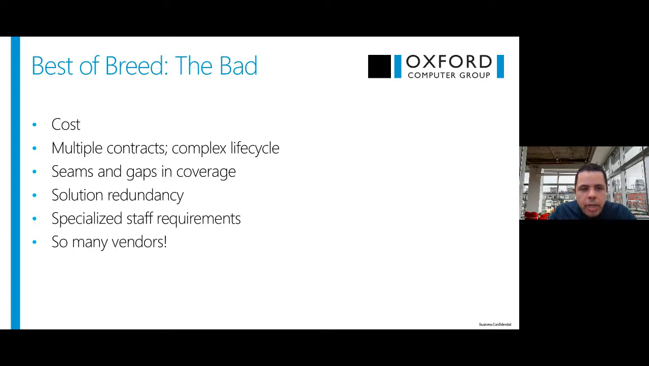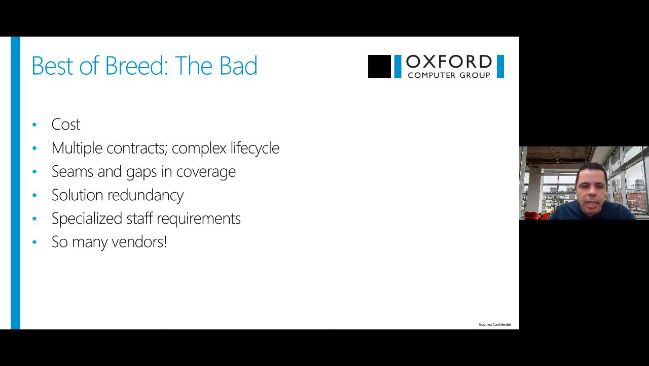There's also something else to factor in, that's regarding multiple contracts and a complex life cycle. So if you have multiple solutions, multiple vendors, you have multiple licensing contracts that have to be gone through procurement and reviewed and renewed at different times, and that can also add to the overhead and the total cost of ownership of that solution.